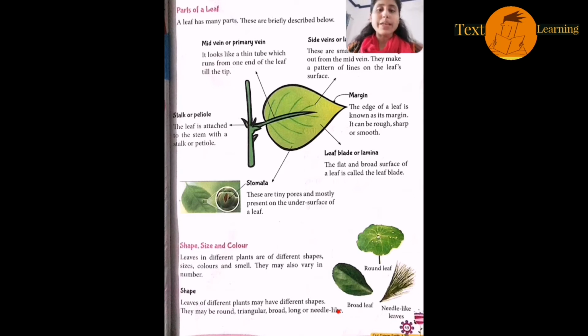They may also vary in number. There are some plants that have few leaves, but there are some huge trees that have a large number of leaves. So the number of leaves can be changed, the size can be changed. They are having different size, color, number and shape.